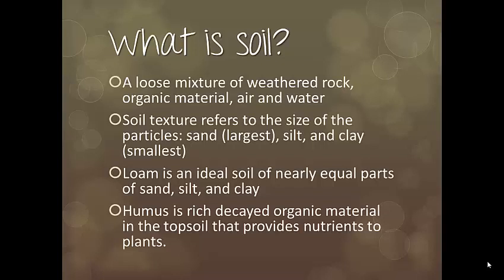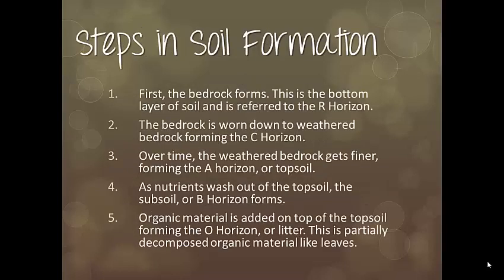Alright, so let's look at our steps in soil formation. So the first thing that happens is that our bedrock forms. The bedrock is the bottom layer of soil, and it's referred to as the R horizon. And where we are, our bedrock is that granite that is underneath us. So that's the original rock that was formed. Remember that most continental crust is made out of granite, so a lot of places the bedrock is granite, although not everywhere.